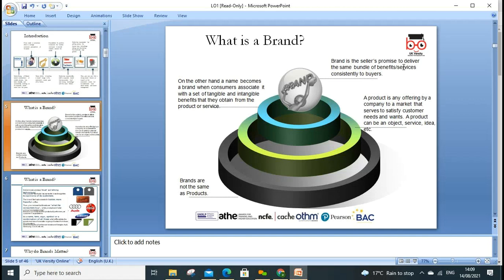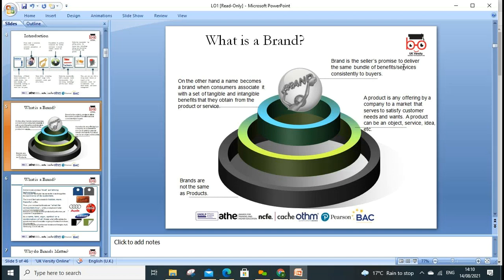So what is the brand itself? A brand is what it becomes when the consumer associates it with a set of tangibles and intangibles. What is tangible? That which has physical substance, you can touch and feel it. Intangible, you can't see it, like goodwill, reputation, trust, and value. So a brand is the seller's promise to deliver the same bundle of benefits. Same bundle and benefits, that is what carries on. We need to look at that as well.